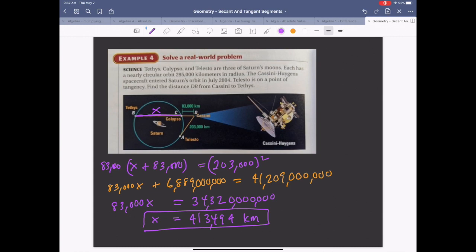But you wanted to actually find the distance dB. So dB is the 413,494 kilometers plus the 83,000 kilometers of the external segment. And that is 496,494 kilometers. And that's an approximation.